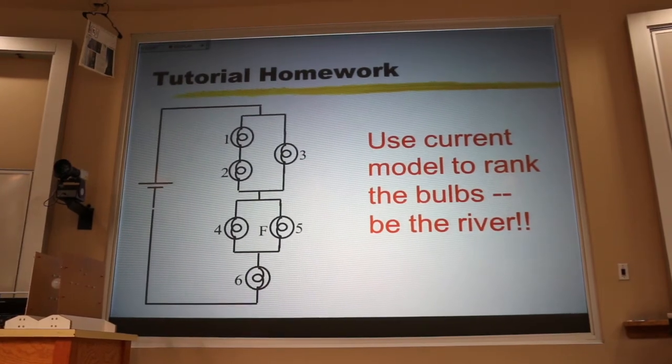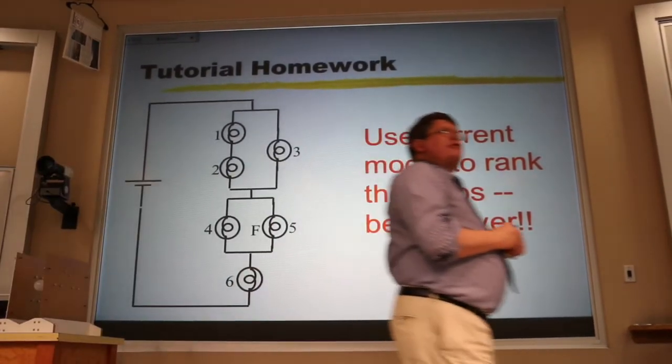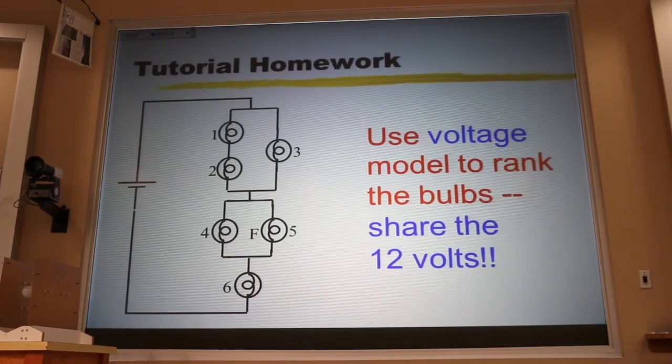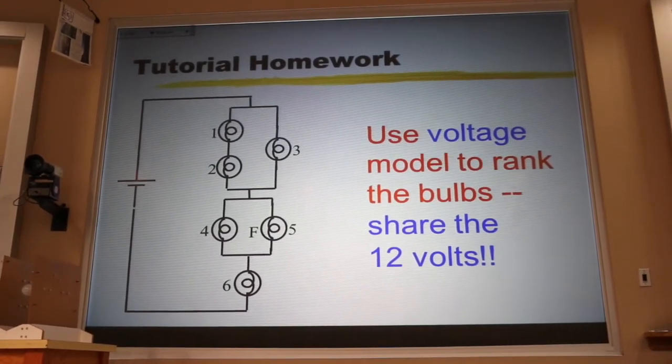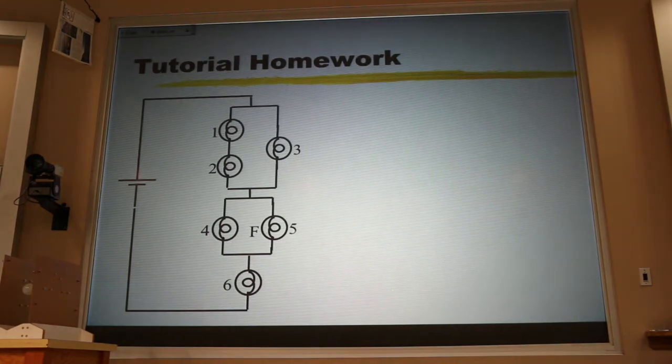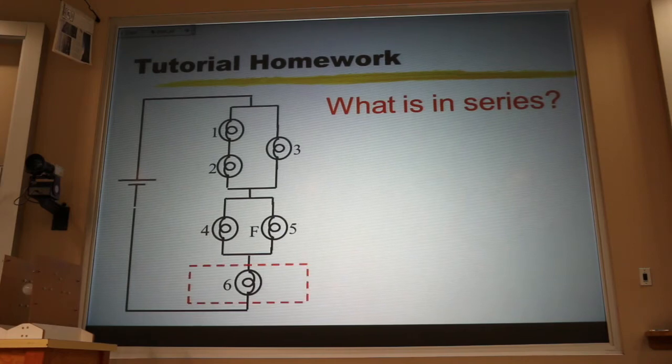Now, as I just said, on the exam, you can choose whichever model you want to start with. In your homework, we tied one hand behind your back, and we said, use the voltage model. You must use the voltage model, and you got to use that voltage model to share the 12 volts of the battery. Now, to do that, we have to ask what's in series. What's in series with 6? Well, it's not 4, it's not 5, it's the network of 4 and 5. Likewise, it's in series with the network of 1, 2, and 3.